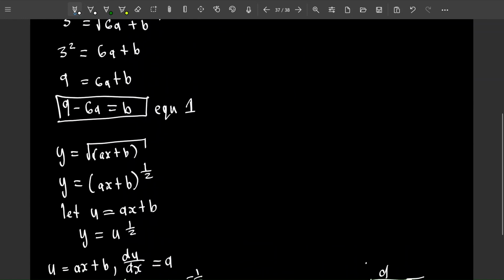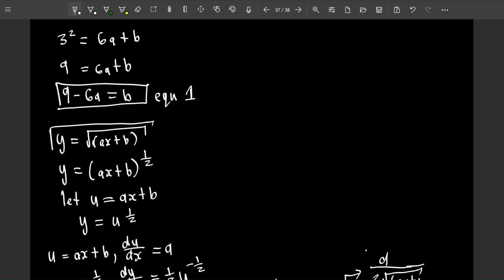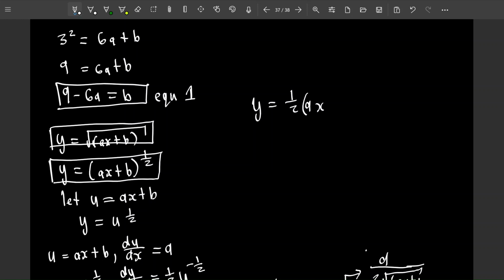I add my y being equal to this. Of course, I'm going to have to change it to be in this notation. So I need to rewrite it to say y is equal to ax, let's write it properly, ax plus b to the power of half. Chain rule time. We go.